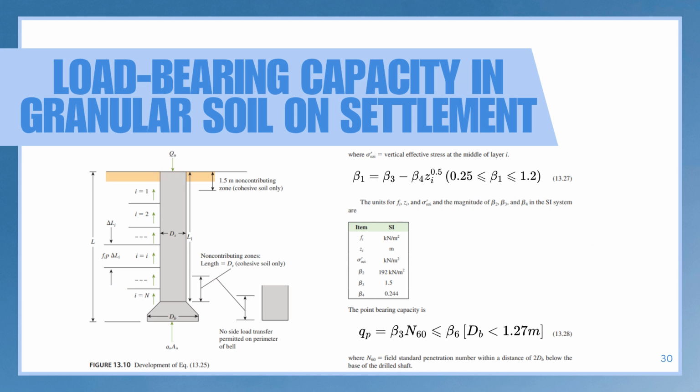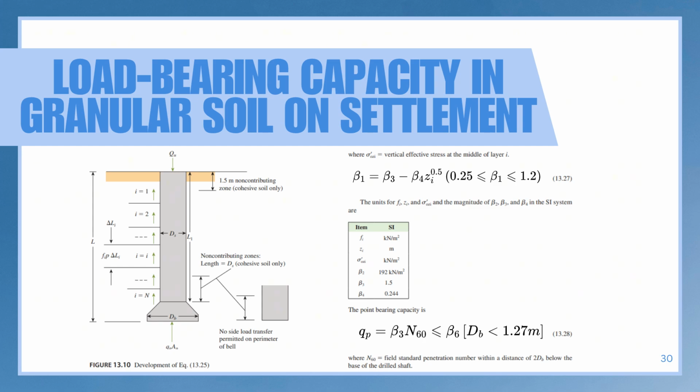Figure 13.10 illustrates how load is transferred along the drill shaft. The total load is distributed between shaft resistance along the sides and base resistance at the tip. The shaft is divided into layers, and each layer contributes frictional resistance. It also shows that some zones, like near the bell or in certain soils, may not contribute to load transfer.